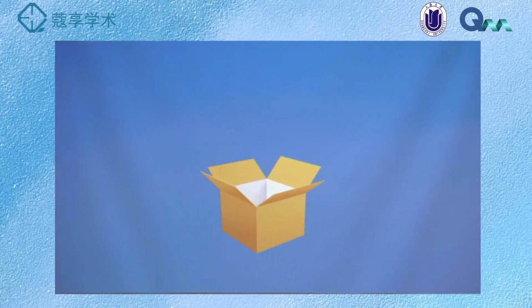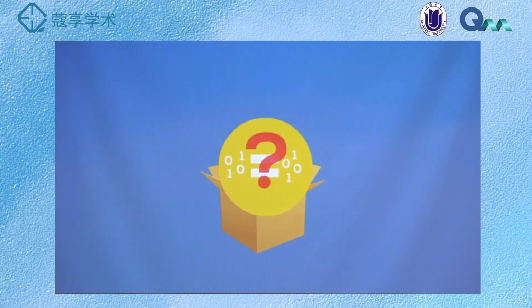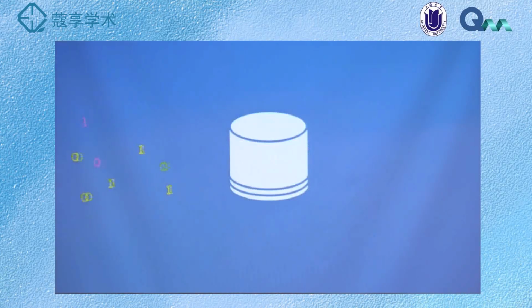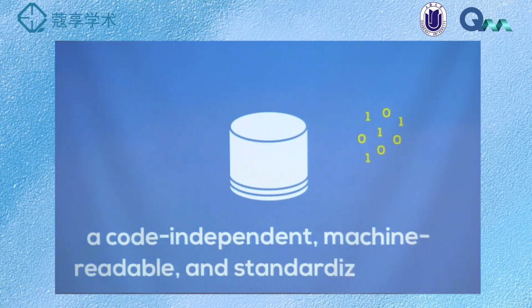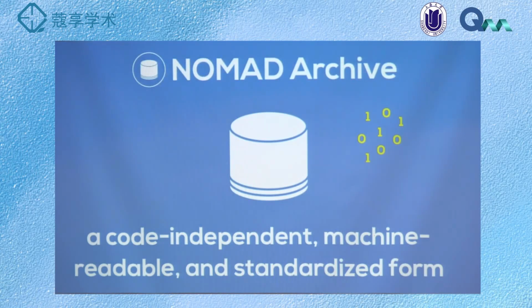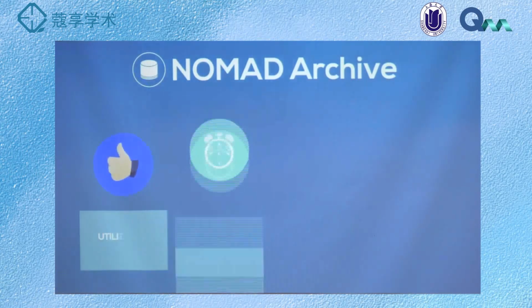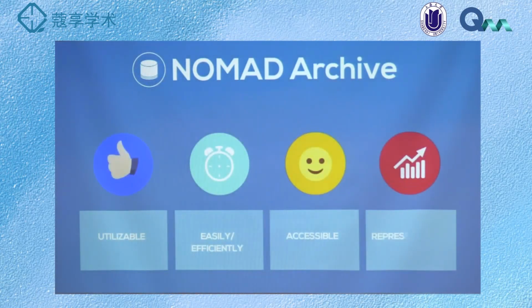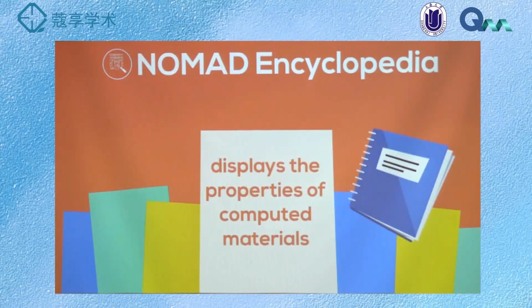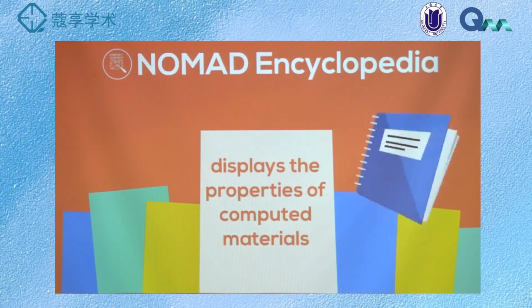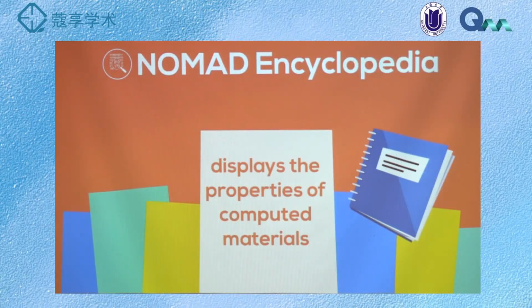As the NOMAD repository includes extremely heterogeneous data, which do not allow for direct comparison, these are being processed into code-independent, machine-readable and standardized form. This is the NOMAD archive, which provides the open access data from the repository in an easy-to-use and easy-to-access way. The archive is the base for the NOMAD encyclopedia, which displays the properties of computed materials based on millions of calculations that have been performed worldwide.